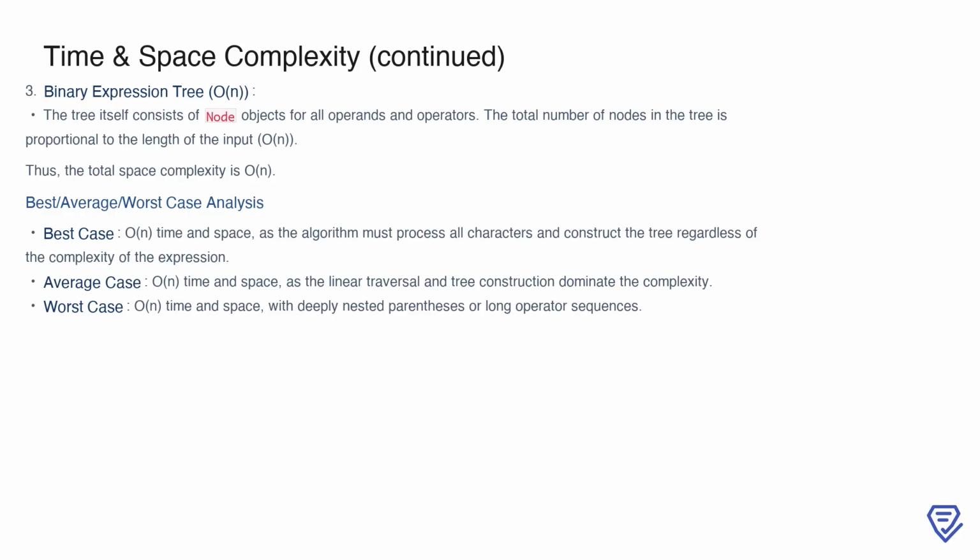This means the tree takes O(n) space. Combining these components, the op stack, the node stack, and the tree itself, the overall space complexity of the algorithm is O(n). Whether in the best, average, or worst case scenarios, we always process every character in the input string and construct the corresponding tree, leading to O(n) time and space complexity across all cases. Even in complex expressions with deeply nested parentheses or long sequences of operators, the algorithm maintains linear efficiency.